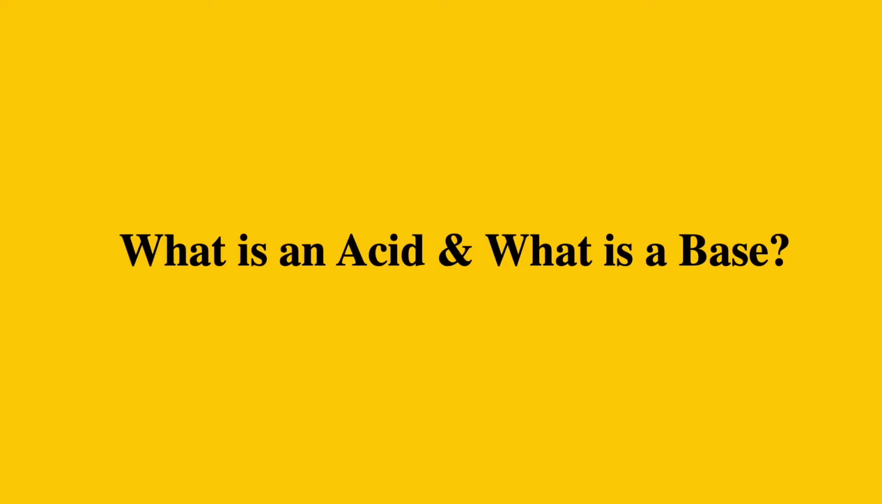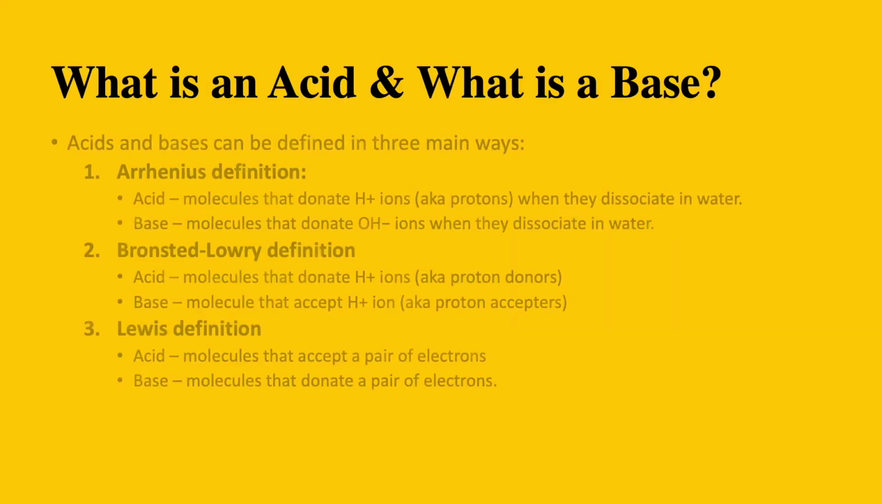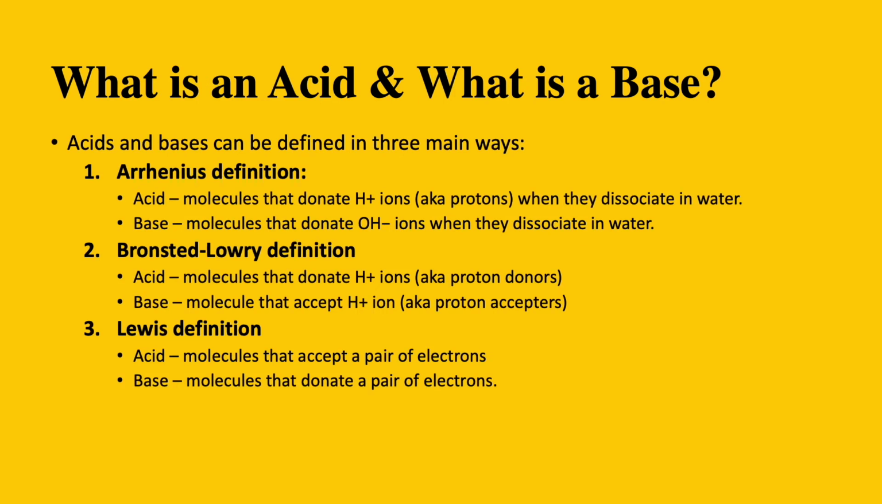So what are acids and what are bases? Now, acids and bases can be defined in many ways. The three main definitions that come up in the MCAT and almost all undergraduate biochemistry classes are as follows. So we have firstly the Arrhenius definition, the Bronsted-Lowry definition, and then the Lewis definition.